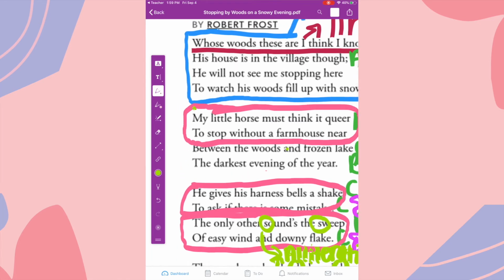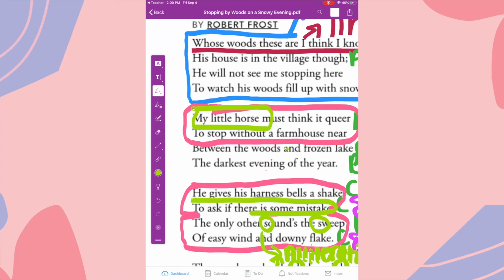Okay, and then here's another example. "My little horse must think it queer to stop without a farmhouse near, between the woods and frozen lake, the darkest evening of the year. He gives his harness bells a shake to ask if there is some mistake." I'm going to erase this so we can read it.